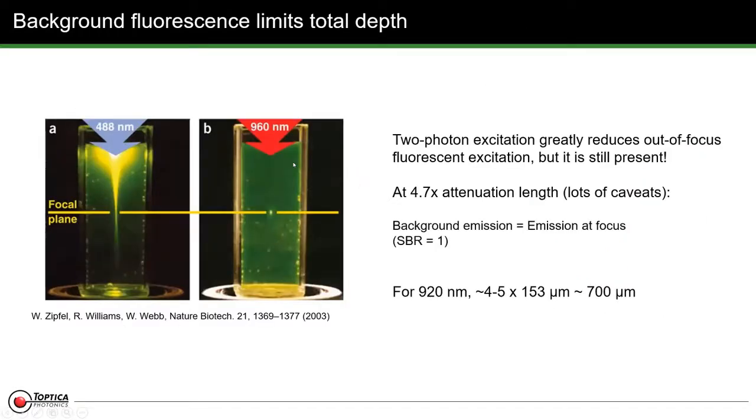But this doesn't scale indefinitely. So we all know that single photon excitation is limited by this background fluorescence. You're exciting all the way down to your focal plane. The whole point of doing 2 photon is to remove this background fluorescence excitation, but it's not removed completely. Ultimately, at some depth, you'll see that the background emission out of focus is equal to your emission at focus, and that's when your signal to background ratio equals 1. That's kind of your depth limitation for doing 2 photon imaging. And for 920 nanometers with GCaMP, your depth limit ends up around 4 to 5 times your attenuation length, and that's about 700 microns.